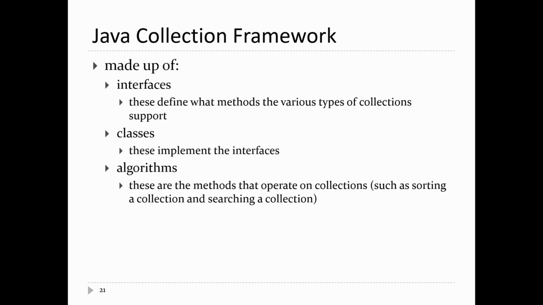There are also other interfaces, and there are classes, which are different implementations of all the interfaces. You've got ArrayList and LinkedList, which both implement the List interface. You've got HashSet and TreeSet that implement the Set interface. You've got HashMap and TreeMap that implement the Map interface.